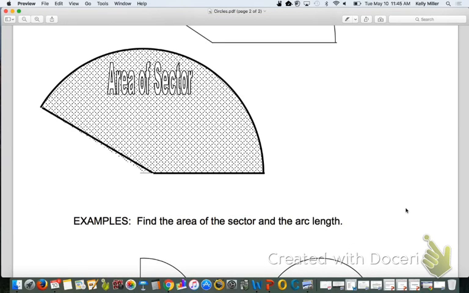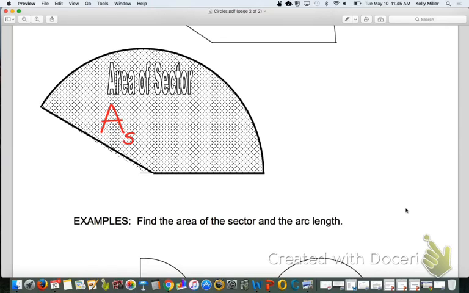So, if we flip on to the back, we did arc length. Now we're going to do the area of a sector. So a sector is a section of a circle. For our notation, so we can know the difference between the two, we're going to use an A with a subscript of S to stand for the area of the sector. That's how we're going to differentiate between area and area of the sector.